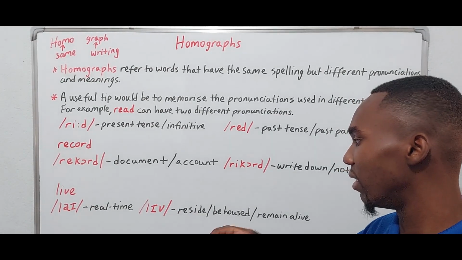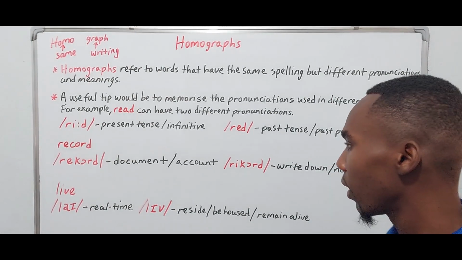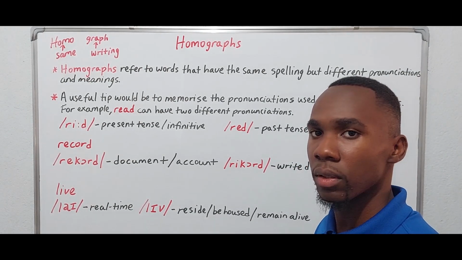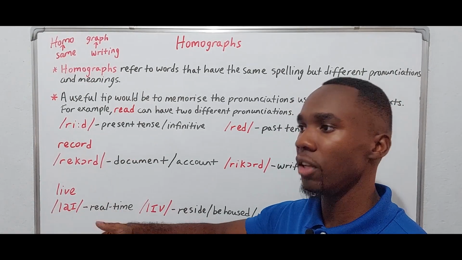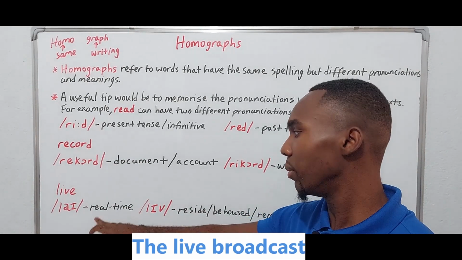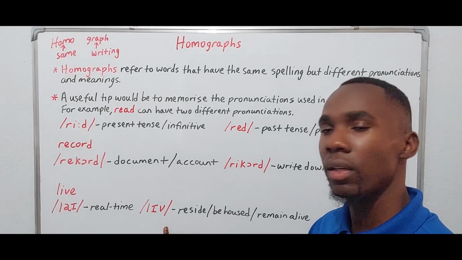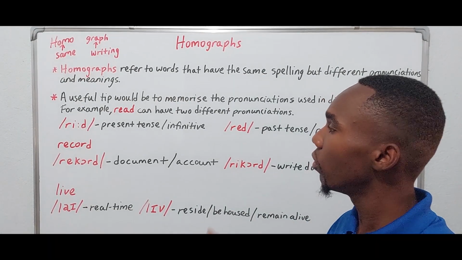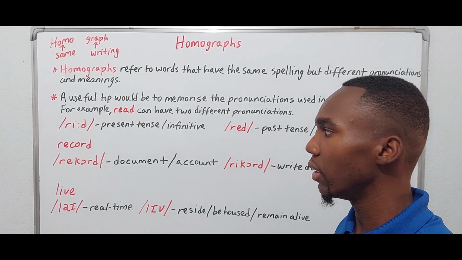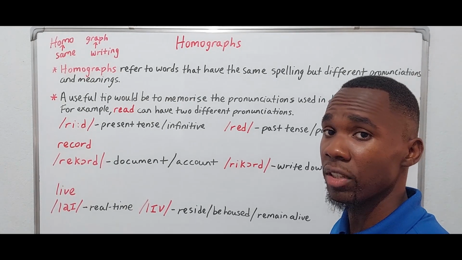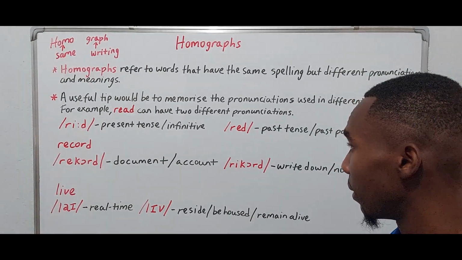And live would mean to reside or to be housed or to remain alive. Live, right? And live in this case would be a verb. I should also mention that this live could also be an adjective, the live broadcast, right? So this could be used as an adverb or an adjective, and live would be a verb. So you would realize that sometimes the pronunciation can vary depending on the part of speech, right? So that's something you would notice from these examples.